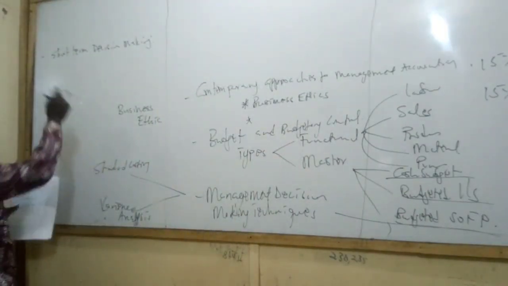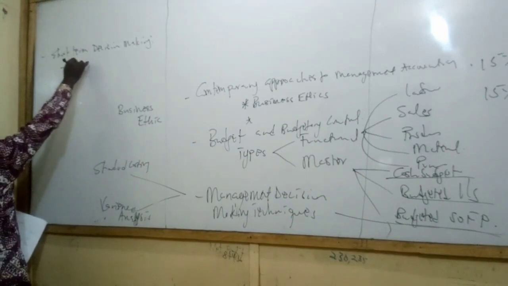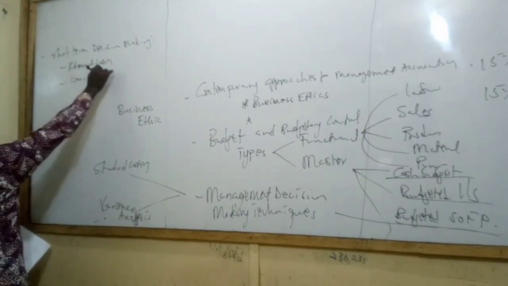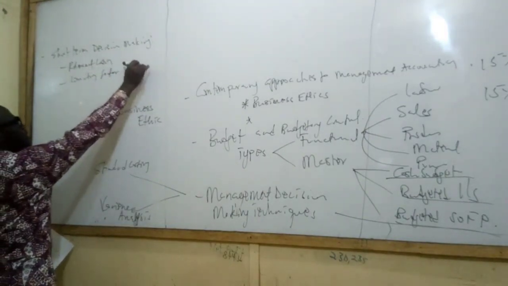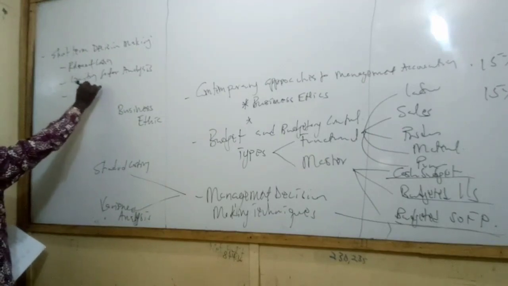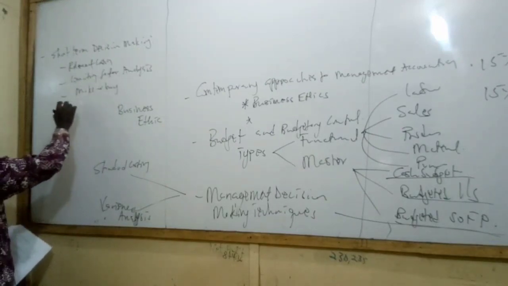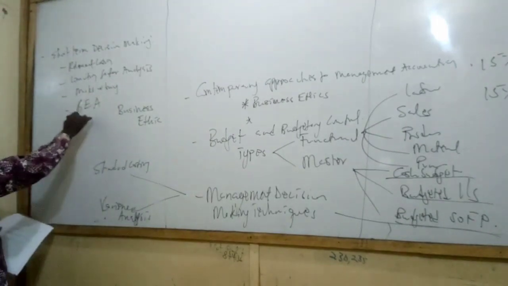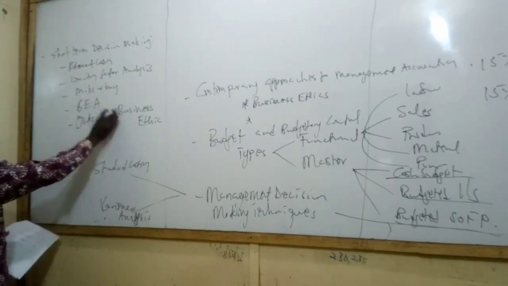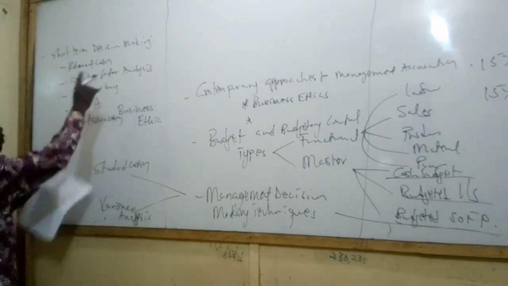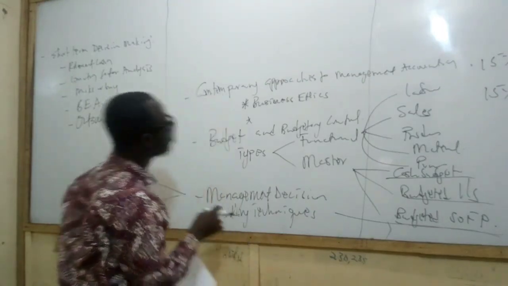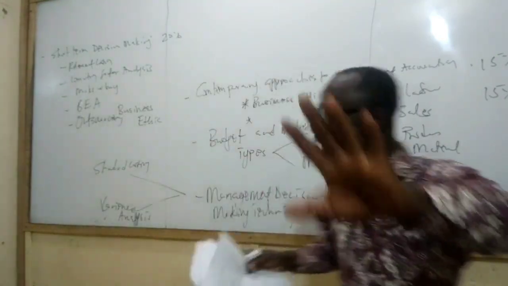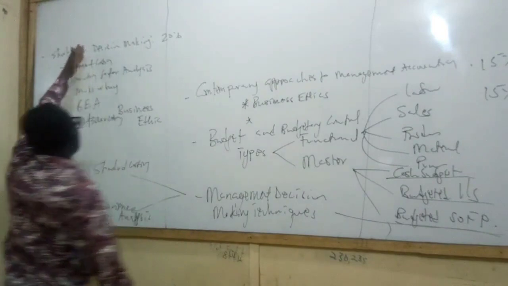So now the short-term decisions include relevant costing analysis, limiting factor analysis, make or buy. We talk about issues in relation to break-even analysis or cost volume analysis. Then we'll talk about outsourcing decision. For syllabus grade-wise, that is going to cover 20% of the syllabus. Meaning that certainly we're going to be having a question coming from this area.